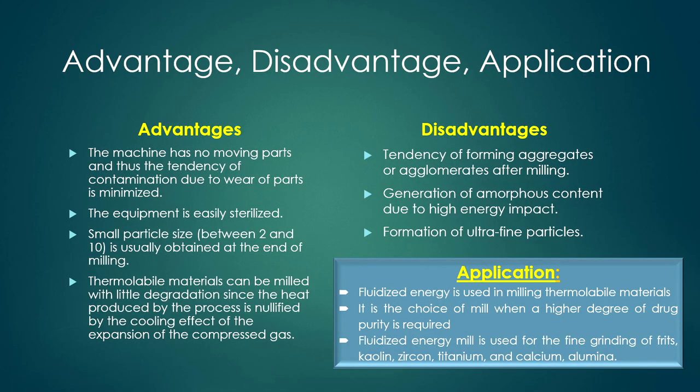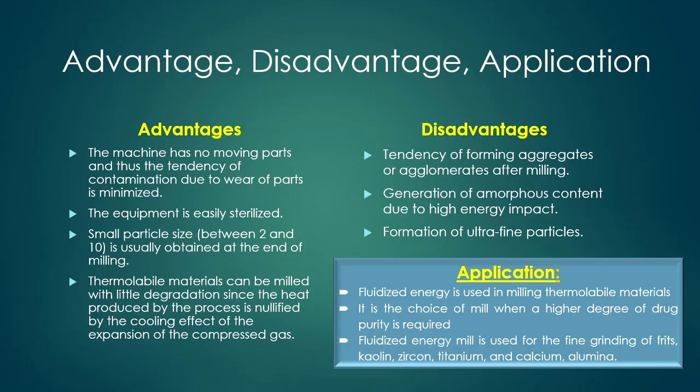It has some advantages: this equipment is easily sterilized, the machine has no moving parts, and thus the tendency of contamination due to wear of parts can be minimized. And small particle size between 2 and 10 micrometers, or even in the nanometer range, is usually obtained at the end of milling.